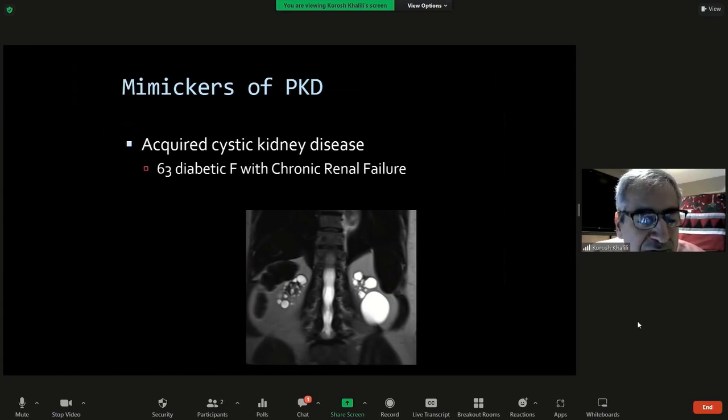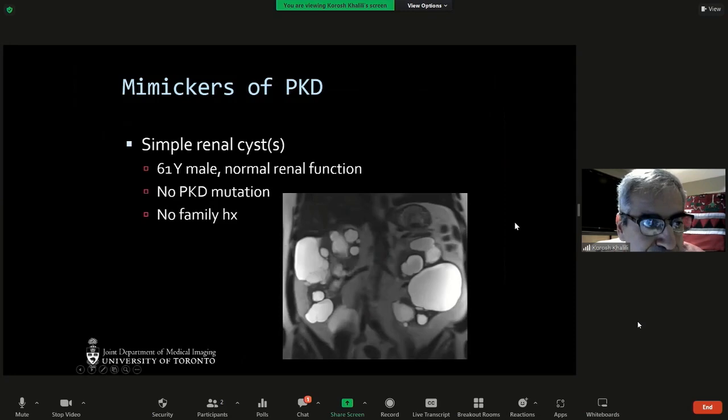We also see cystic disease in patients without genetic disease, like I said. And one common scenario is patients who have chronic renal failure. So for some reason, patients with chronic renal failure are predisposed to having more cysts. And so they also get these randomly distributed cysts throughout the kidneys, but the identification of these is easy compared to PKD because these kidneys are small, whereas in PKD, the kidneys get larger with the cystic disease.